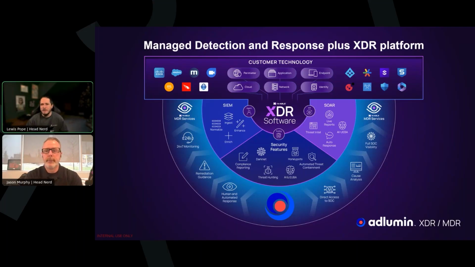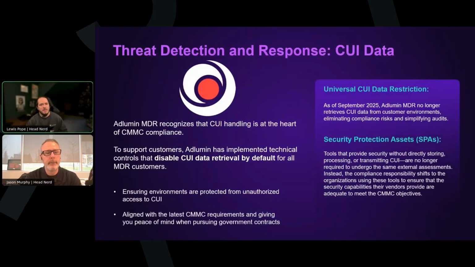It is a cloud-based service, so you would think, hey, that means I can't use this because, well, we thought about that, and as of September, we basically put in a universal CUI data restriction. So that's what allows us to treat AdLumen as a security protection asset, which means we're saying, hey, it is not going to be processing, storing, or transmitting CUI. Therefore, we get to use it as a SPA. That changes the dynamics, and that's why we can offer them together.